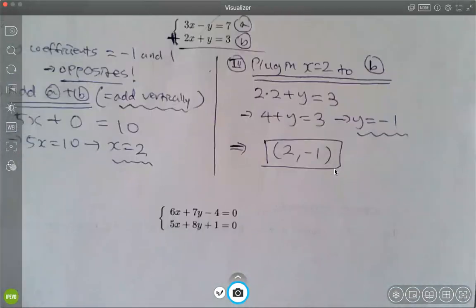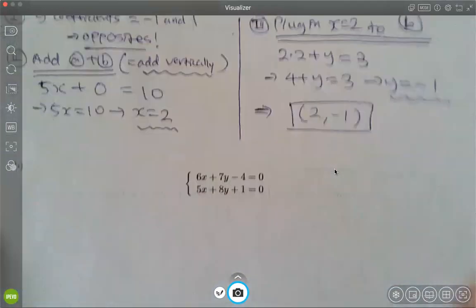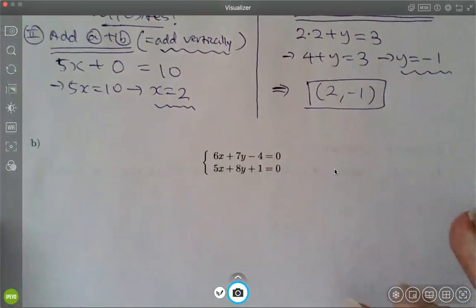Now, part B, 6x plus 7y minus 4 is equal to 0, and 5x plus 8y plus 1 is equal to 0. So now, unlike the previous several problems, what is the biggest difference between this problem and the previous 3 or 4 or whatever? They have an extra term. Right? So we have 0 on the right-hand side, and then we have some extra terms on the left-hand side, right? Now, are we in trouble?